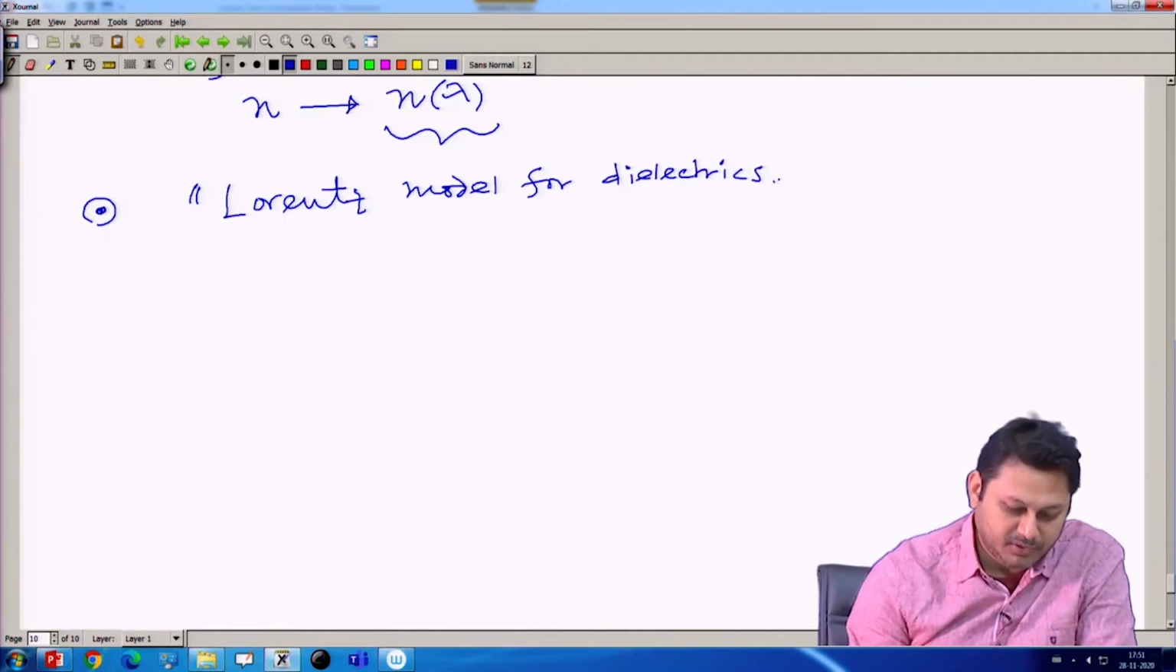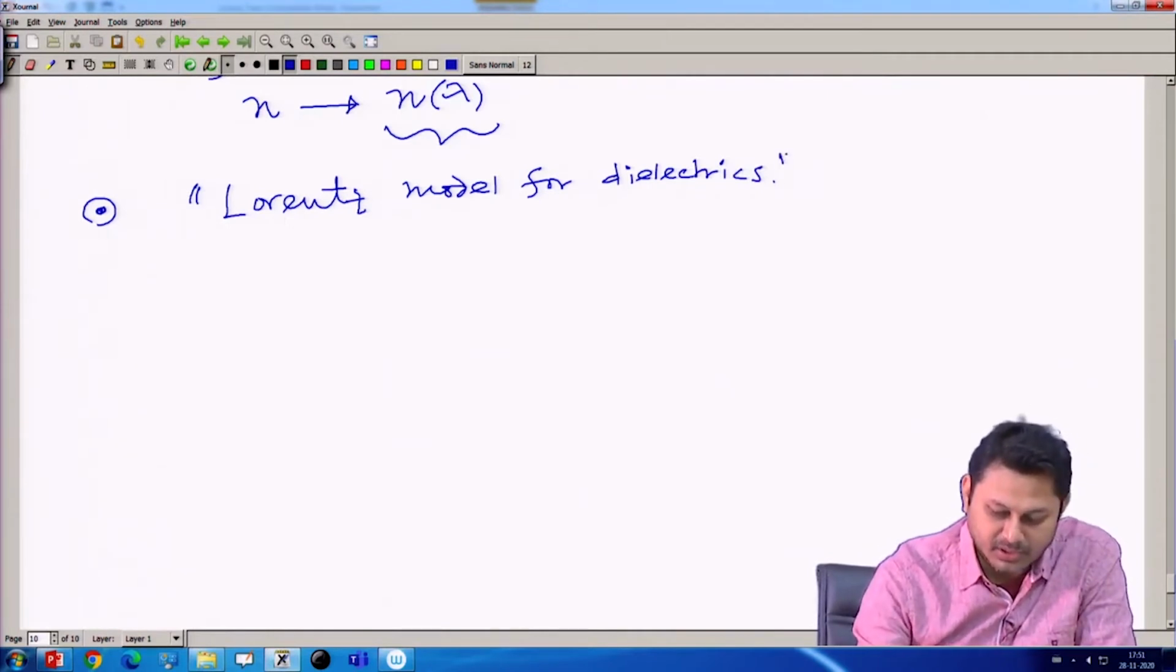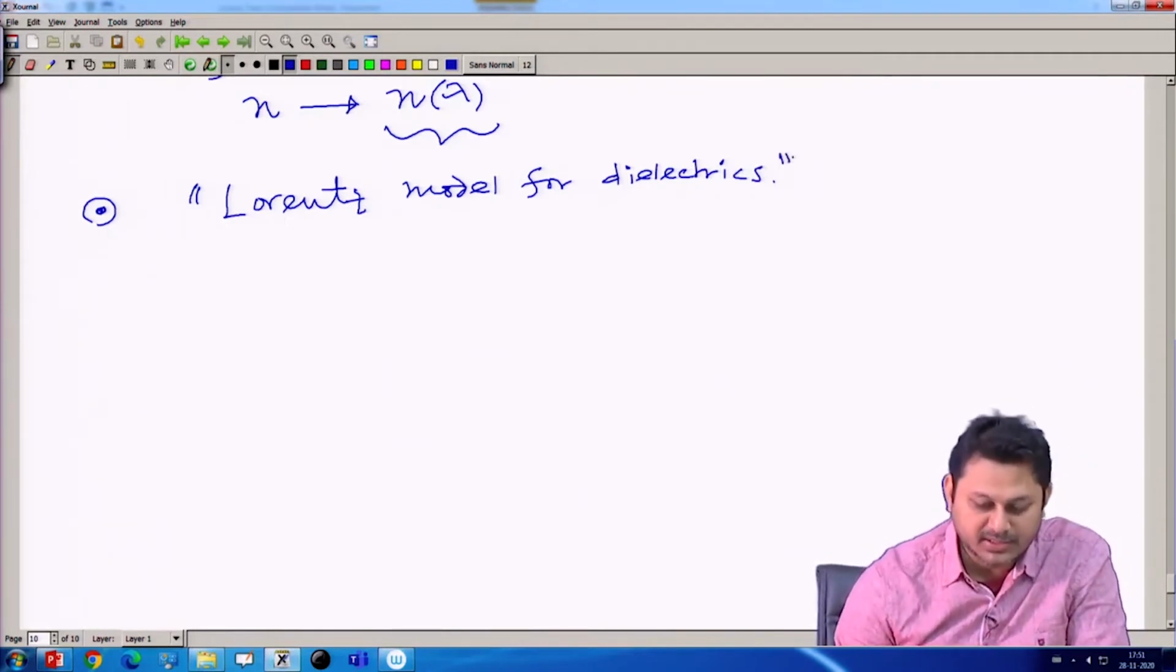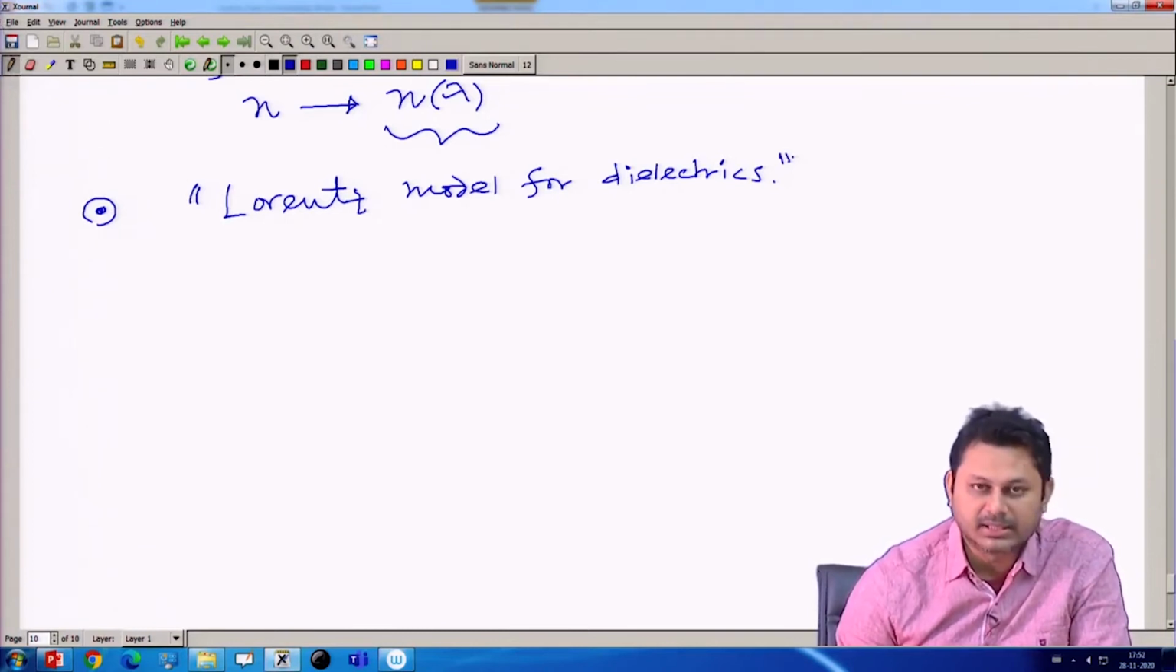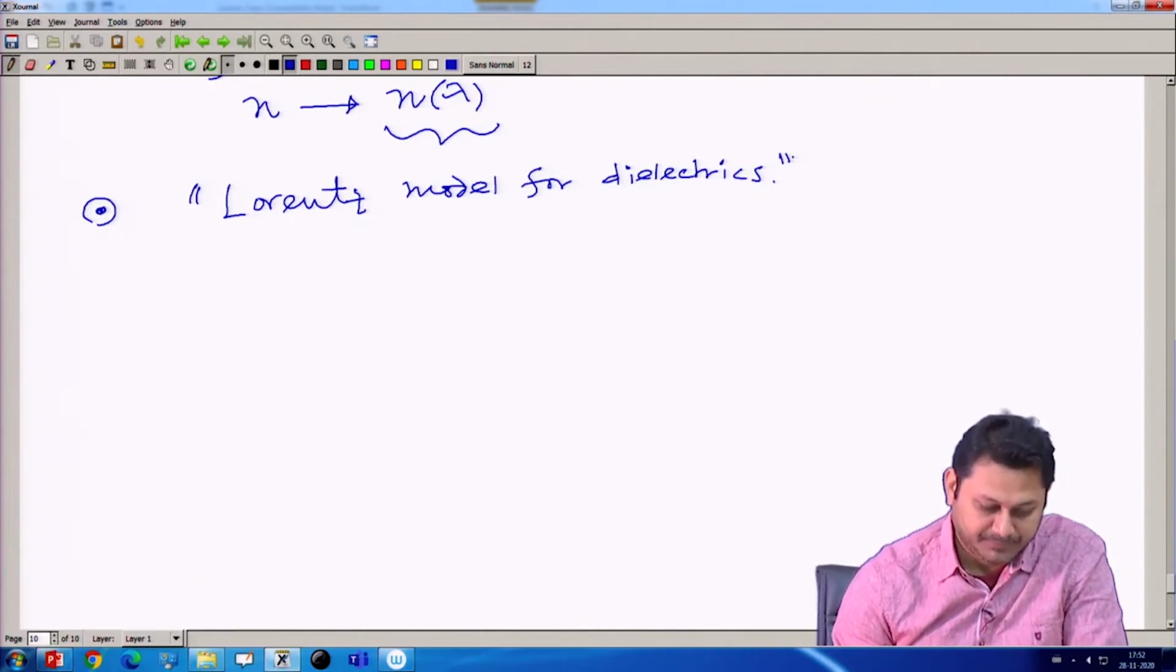So, the Lorentz model for dielectrics we try to understand. This is not a very new thing, but still I feel that it will be useful for you to understand the concept of dispersion.